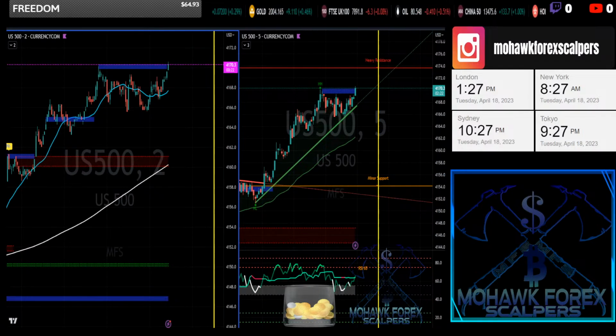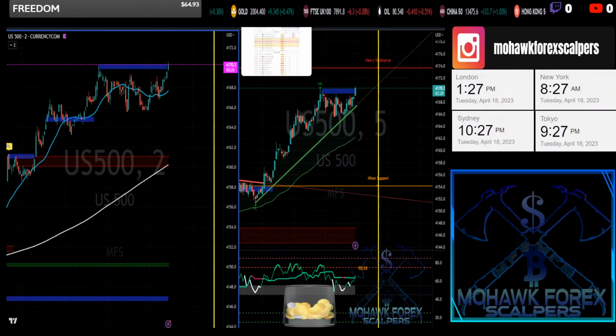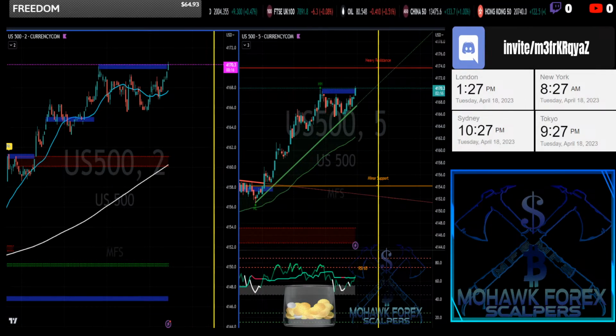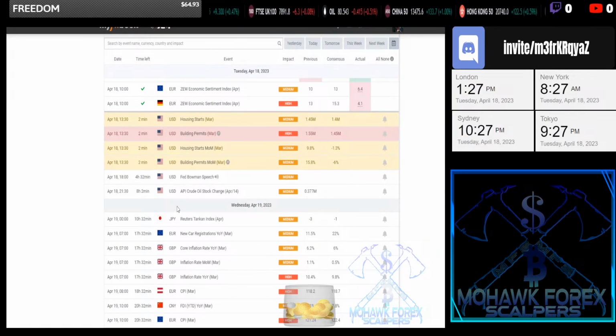Going to move our chart across, so we'll see how this news event is going to impact, and then we'll get the reaction on the open as well. So 3 minutes to go.